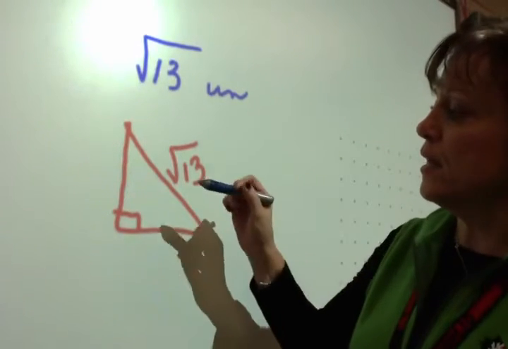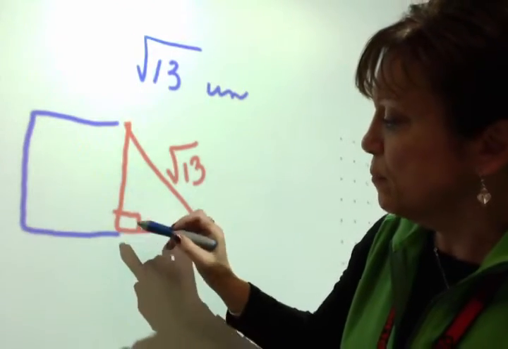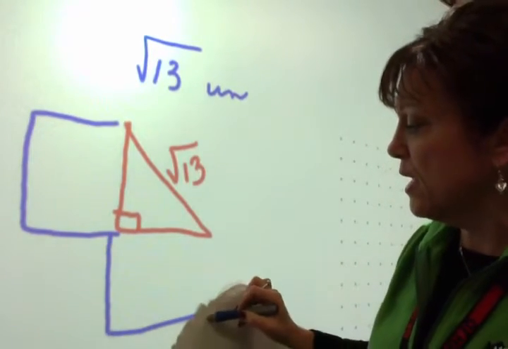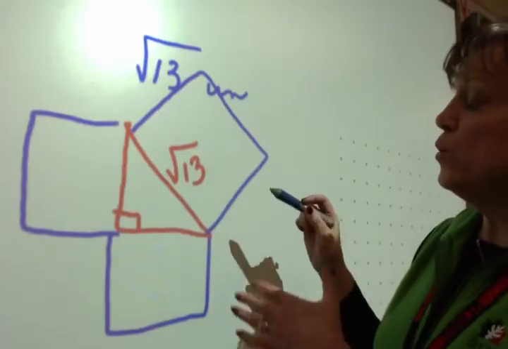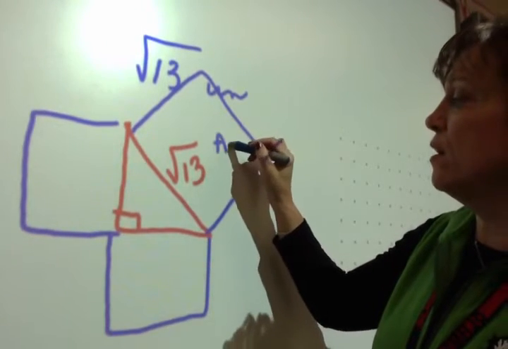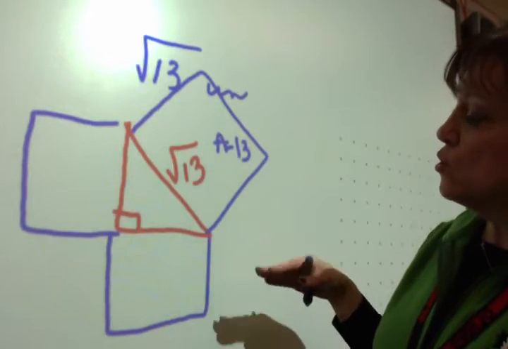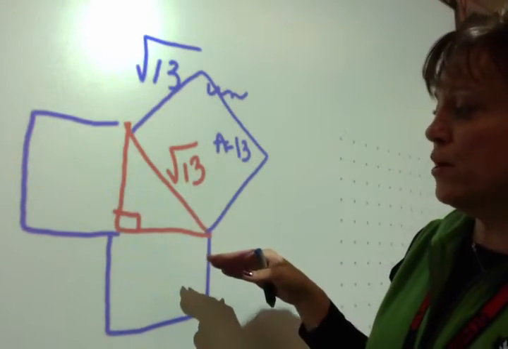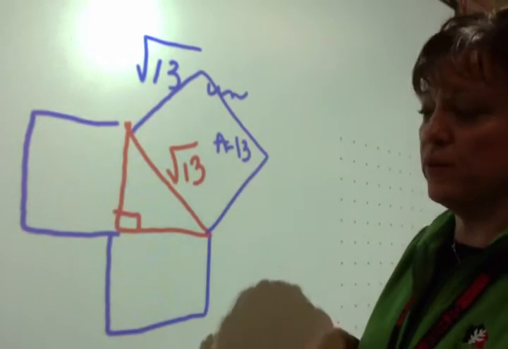Our theorem says that the square of one of the legs plus the square of the other leg has to equal the square of the hypotenuse. And we know if the length is square root of 13, the area of this hypotenuse has to be 13. So therefore, what two squares would add up to give us an area of 13?